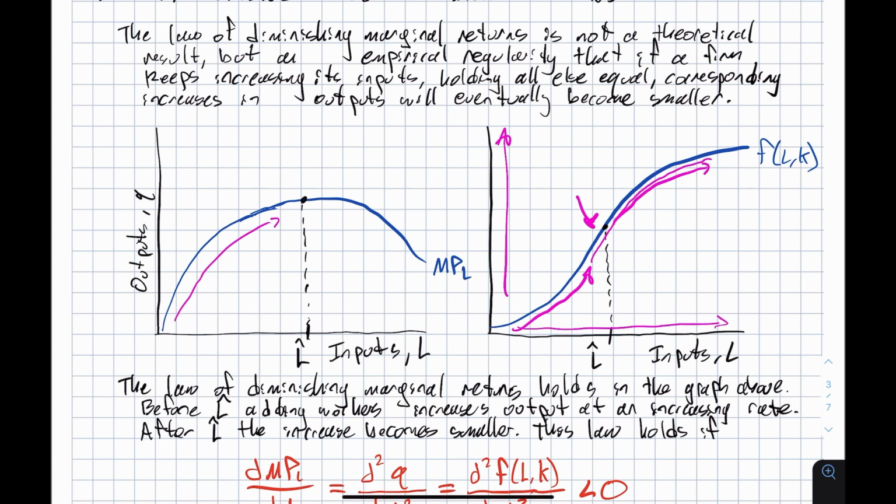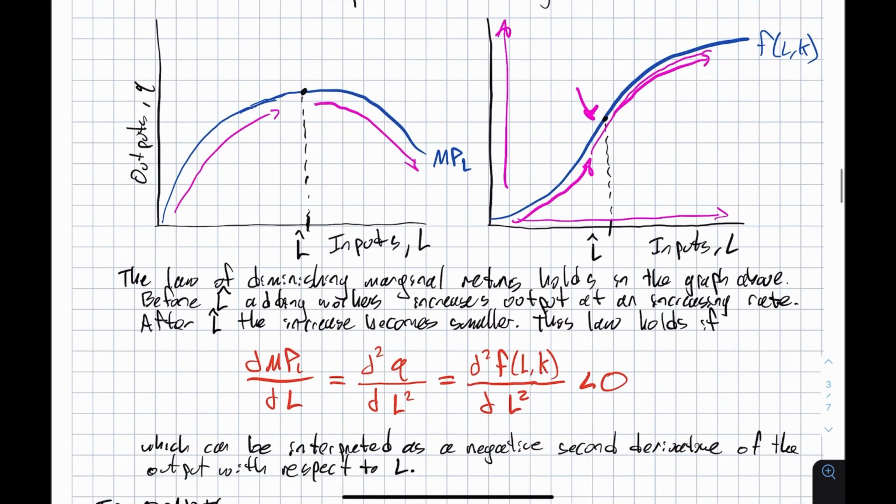So for a while, the slope is getting steeper, which is represented by a higher marginal product of labor. But then after L hat, the increase of the production with respect to the labor inputs is getting smaller. And this is the law of diminishing returns, that there's some point, L hat, where we switch from increasing the marginal product of labor to decreasing.